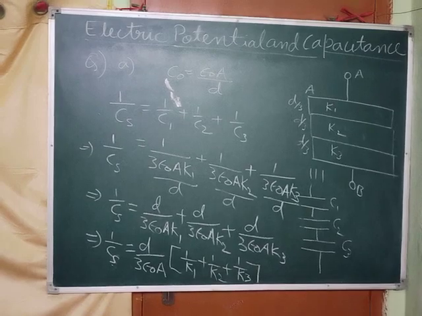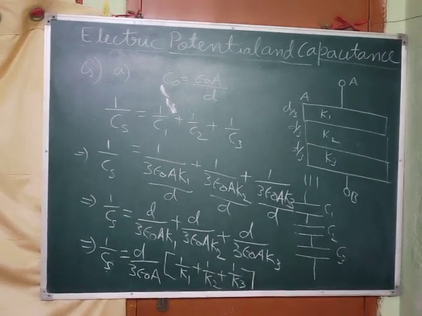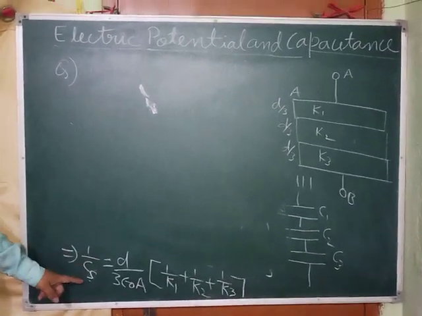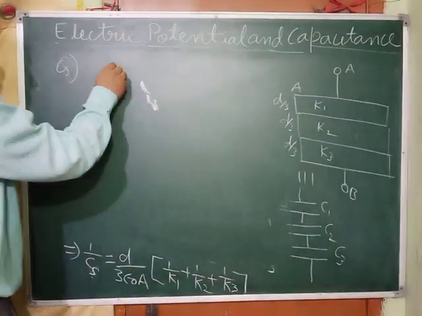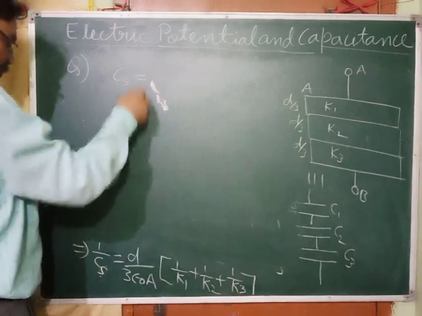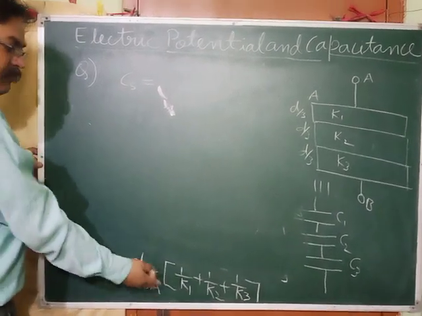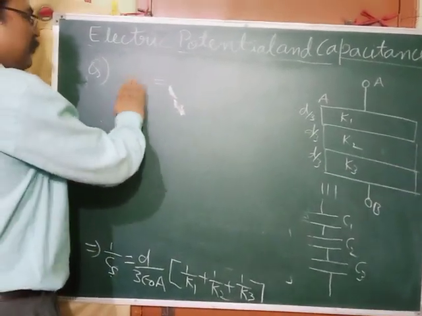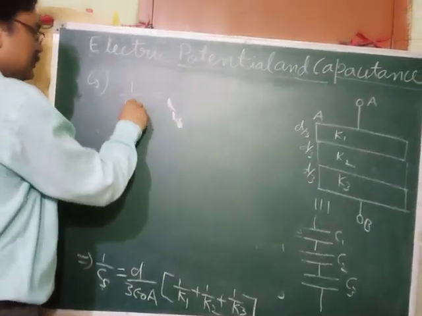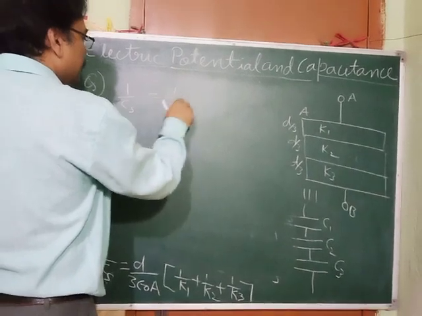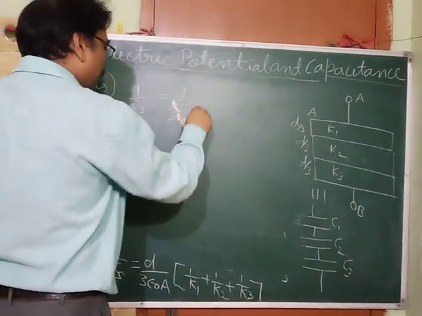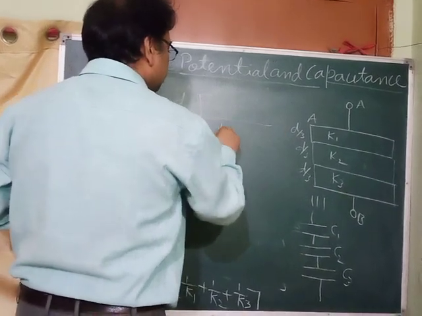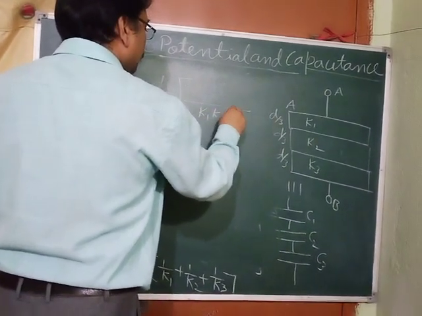Note it down, just noted. Okay. So in this way we got the value of 1 by Cs, but we want Cs, where s is for series and C for capacitance in series. So we have to invert this. But can you invert this? No. Before inverting we have to take the LCM. So 1 by Cs is d by 3 epsilon naught A, and here we take the LCM, so we get K1 into K2 into K3.